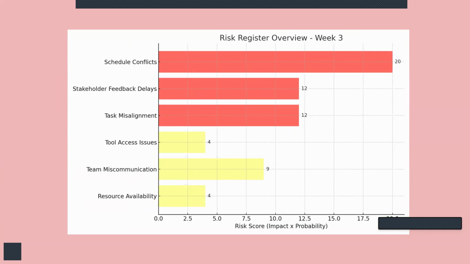This slide is the risk register overview, week 3. Risk awareness, identifying and managing risks, was crucial throughout the project. Utilizing a risk register allowed us to prepare in advance and minimize delays. Defining individual roles eliminated confusion, empowered team members, and enhanced collaboration.